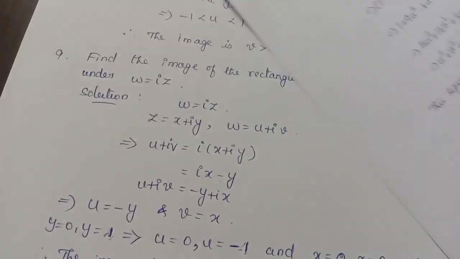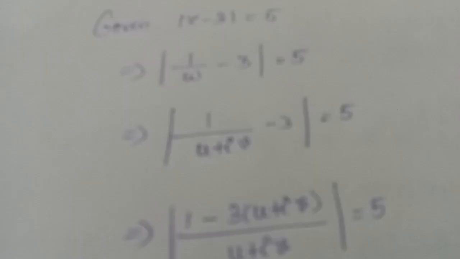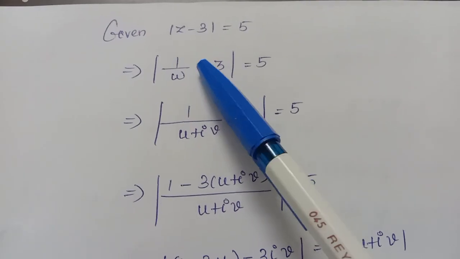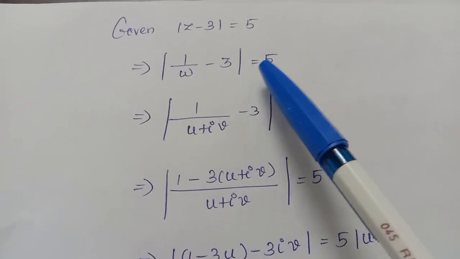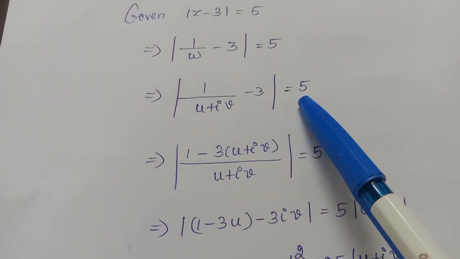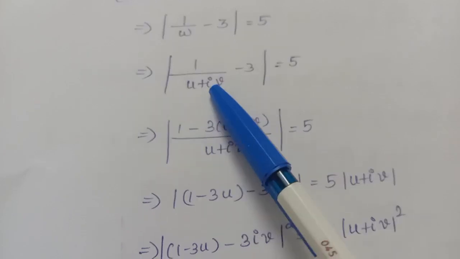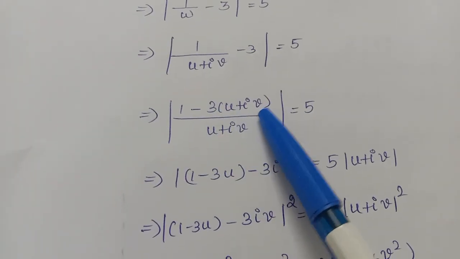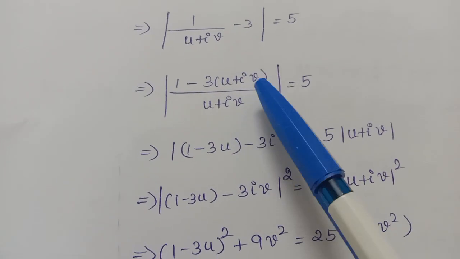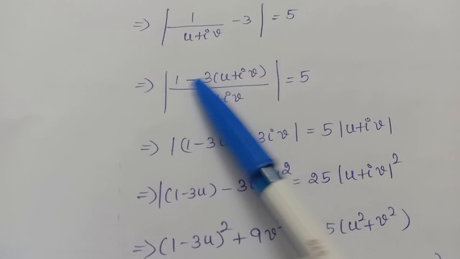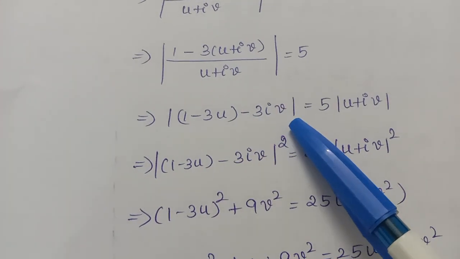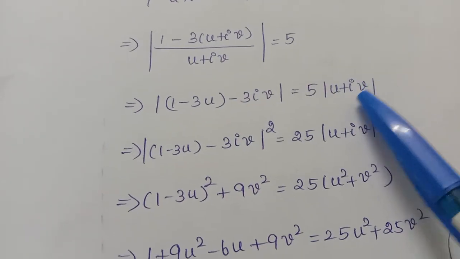So what is the region given here? The circle mod z minus 3 equal to 5. In that, you substitute z equal to 1 by w. So mod of 1 by w minus 3 equal to 5. Instead of w you write u plus iv. So mod of 1 by (u plus iv) minus 3 equal to 5. Now cross multiply: mod of (1 minus 3 into (u plus iv)) by (u plus iv) equal to 5. We can separate the modulus for the numerator and denominator and cross multiply. So the numerator has real part 1 minus 3u and imaginary part minus 3iv, equal to 5 into mod of u plus iv.